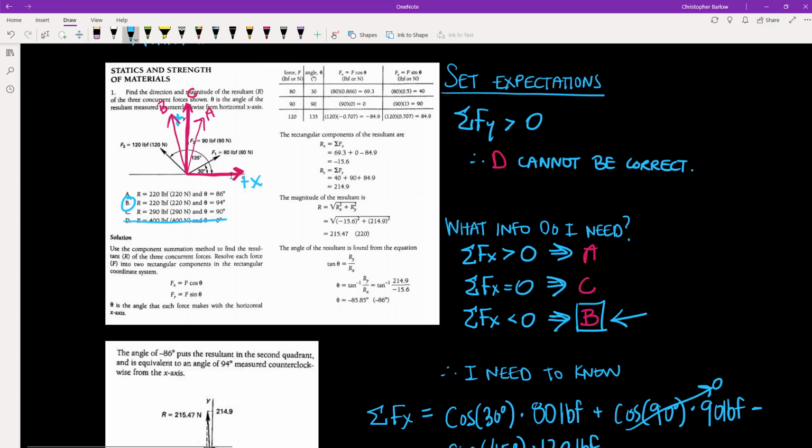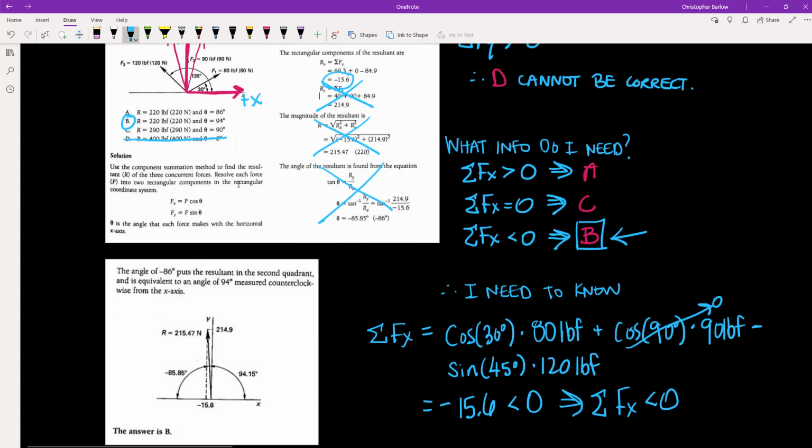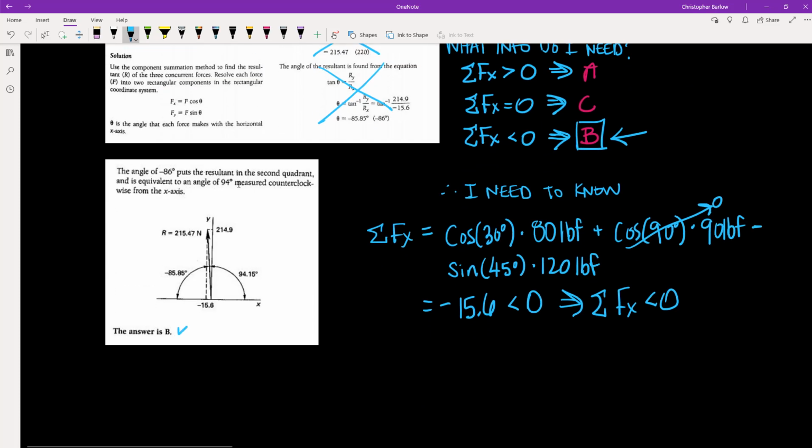So note that we didn't have to set up this table to solve this problem. We didn't need to solve for the y component. We didn't need to solve for the magnitude of the resultant. And we didn't even need to solve for the angle. All we needed to justify our answer is this. That's it. And we get the answer correct.